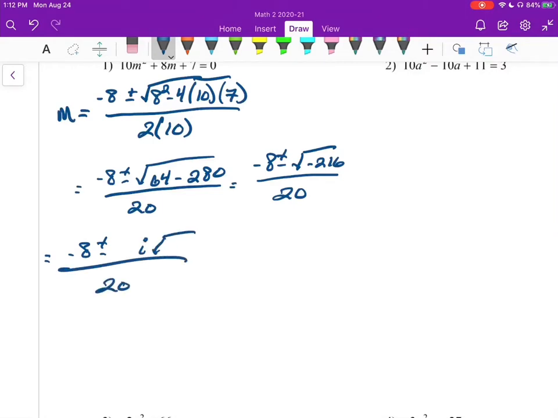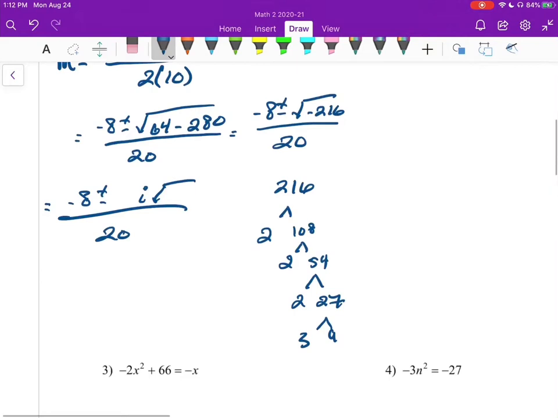Let's take apart 216. So 216, well, we can divide by 2. 216 divided by 2 is 108. Divided by 2 is 54. Divided by 2 is 27. Divided by 3 is 9. And then we have another 2 threes. So we have a pair of 2s, a pair of 3s, a single 3, and a single 2.